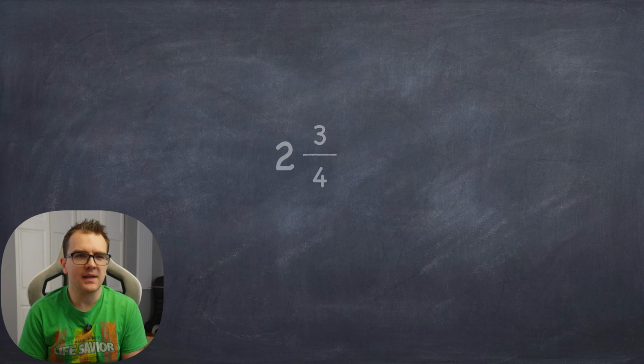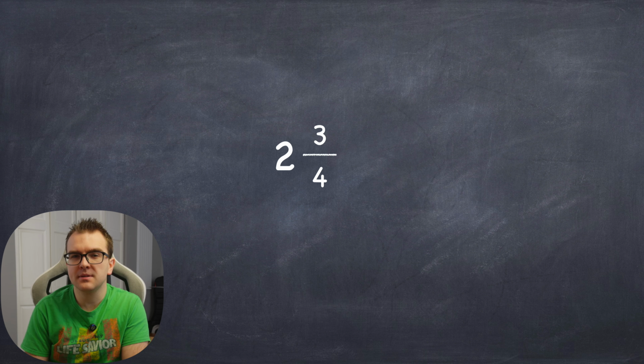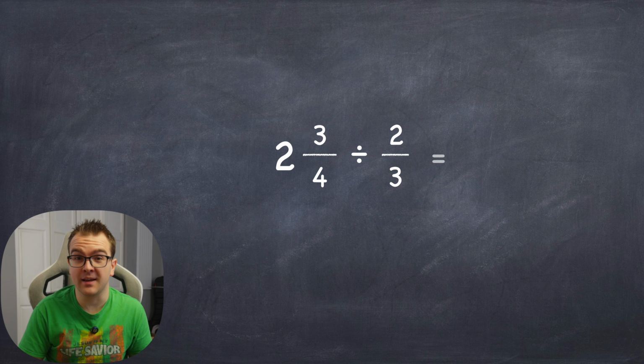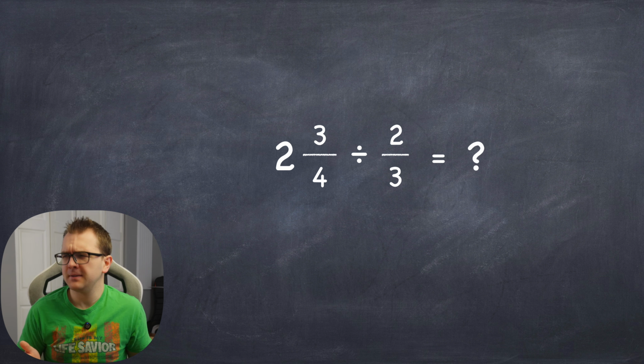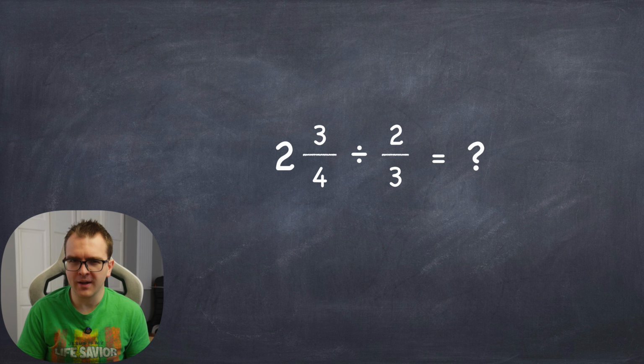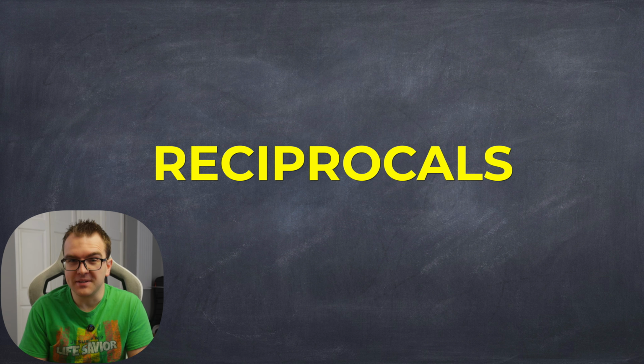There may or may not come a time when you are baking or prepping something that calls for, let's say, 2 3/4 cups for an ingredient, and maybe you want to divide that serving size by 2/3. Wait, what? Matt, we can't divide fractions, right? That's right. This is where reciprocals come into play.